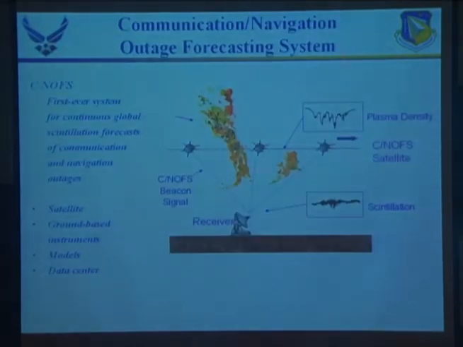So this satellite flies here in the ionosphere, and we measure some of the parameters that are the drivers for the scintillation. The aim is to have a continuous global scintillation forecast for communication. A secondary purpose of the satellite is also to provide electron density profiles. So on the 3D volume, we want to provide electron density profiles in the ionosphere.